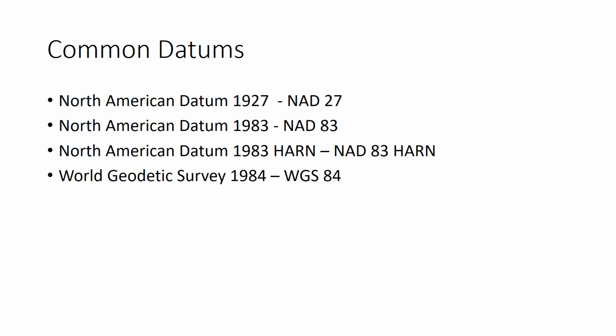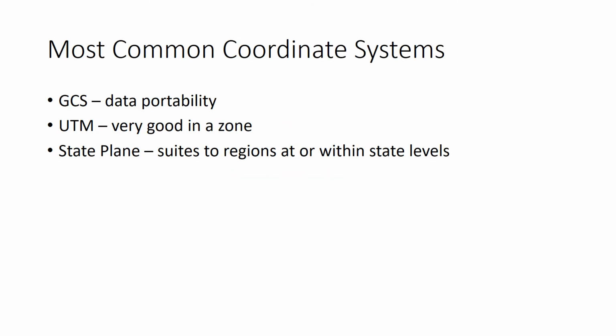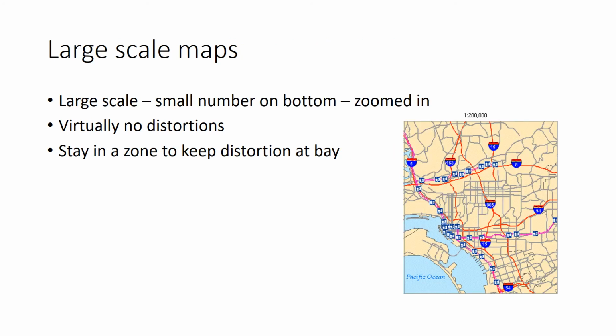Common datums. I don't think I'm asking you a question about that. The most common coordinate system is the geographic coordinate system, because we use them for data portability. The other two that are most common in the United States are the UTMs and the state planes. The UTM is very good within an individual zone. The state planes set the regions within states, and they work very well for the places they're designed.